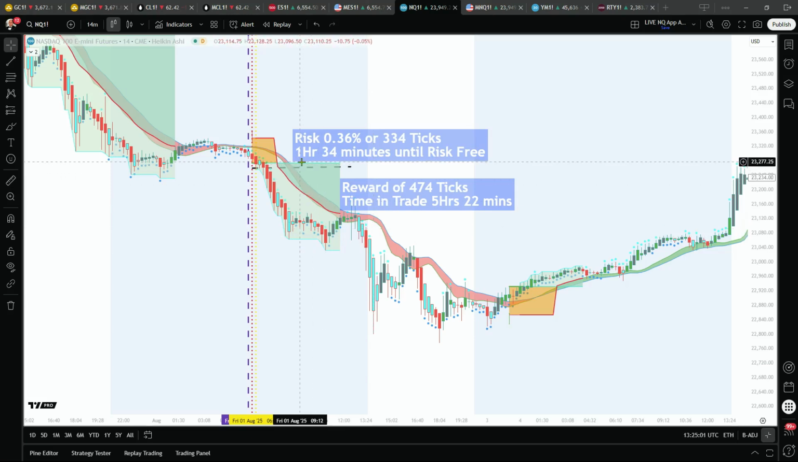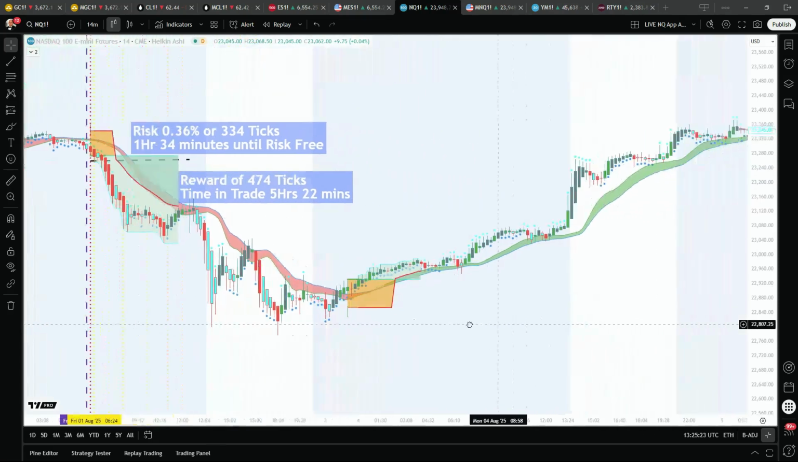I'm looking at the time in which we get to risk free. Okay, so we've got all these combinations coming in. We get the entry, and then we start to go risk free when the trading stop starts to come through here, and then we get taken out of the trading stop. So we're looking at an average time in the trade of 5 hours 22 minutes. The reward is 474 ticks.